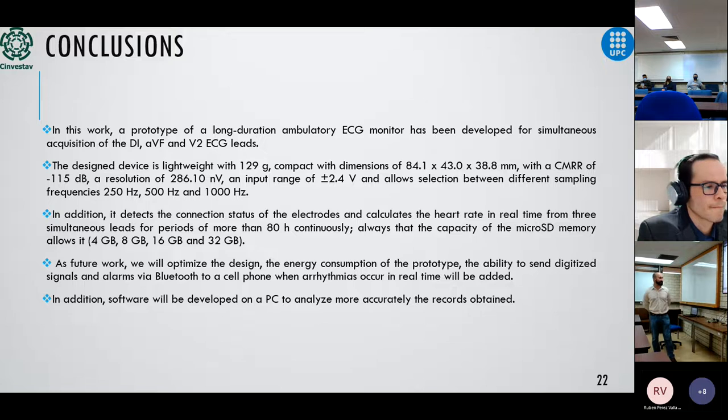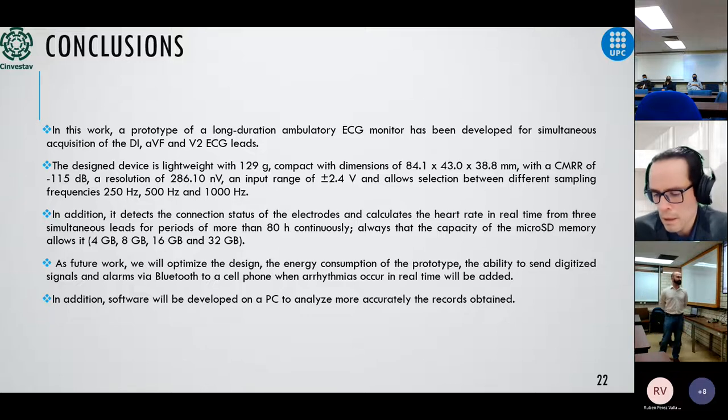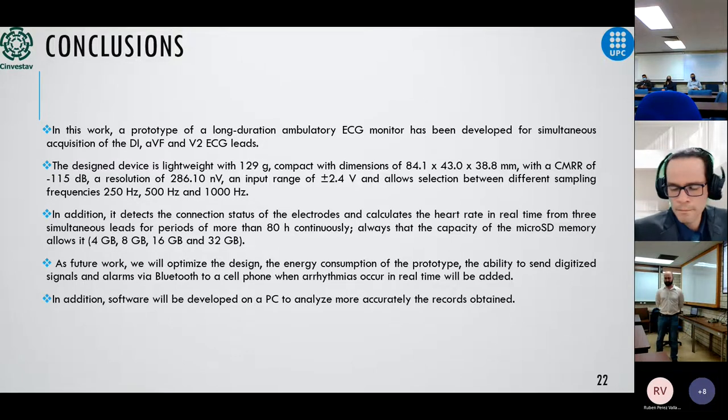After that, we have a detection connector for the status of the electrodes. When we do the acquisition, we can select different sampling frequencies, and we can select different types of memory. In the future, we are continuing to optimize the design and the energy consumption, and we are doing tests to send a digital signal and alarm via Bluetooth to a cell phone or a computer. After that, we are creating software to analyze with more precision the records obtained from the device.